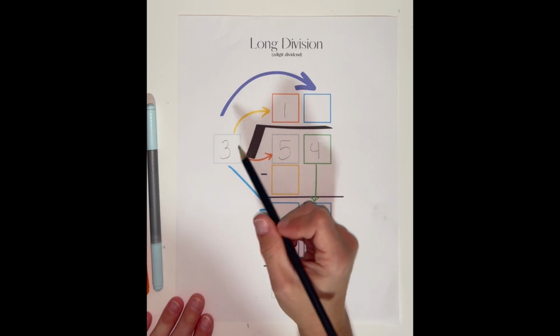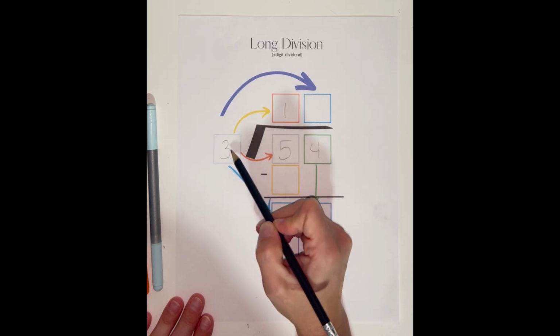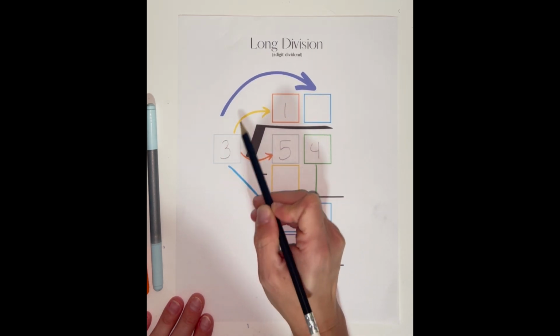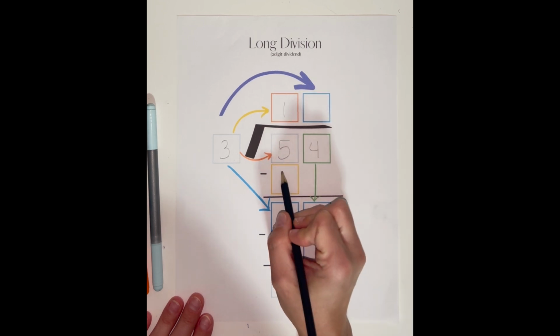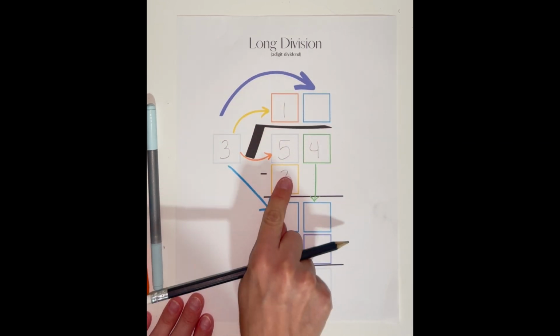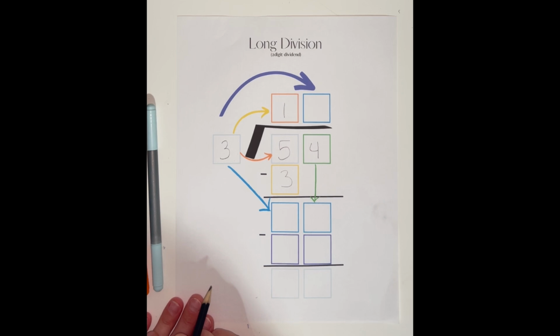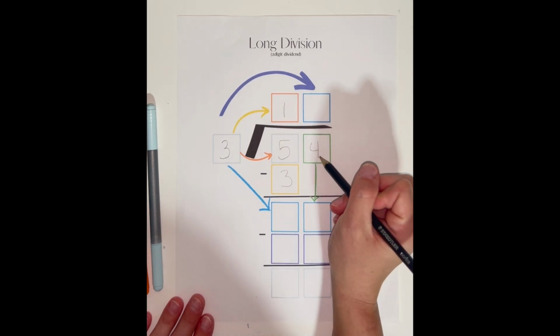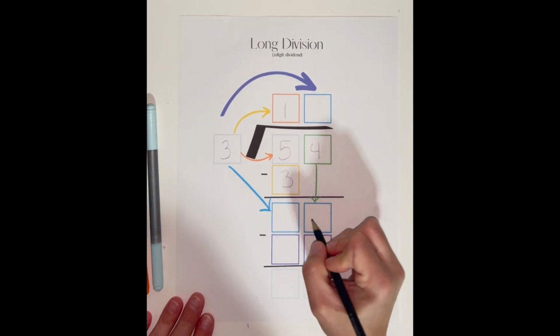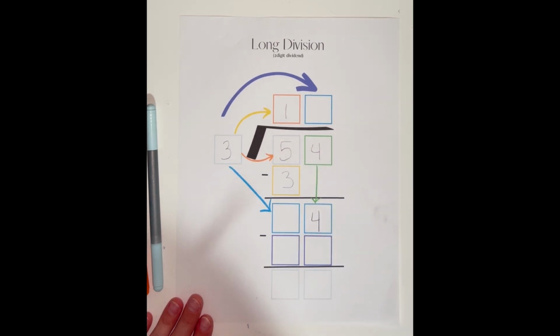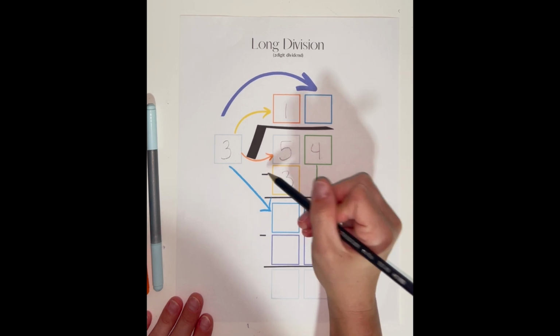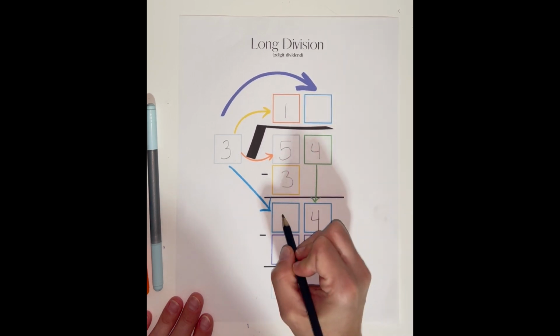Then I remember that this reminded me to do 3 times 1. 3 times 1 is 3. So I'm going to put that right here because my yellow arrow goes into my yellow box. Step 5 told me to pull that straight down. So my 4 is going to go straight down. And then 5 take away 3 equals 2.